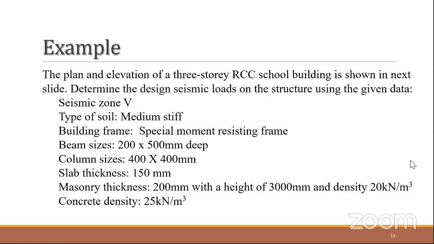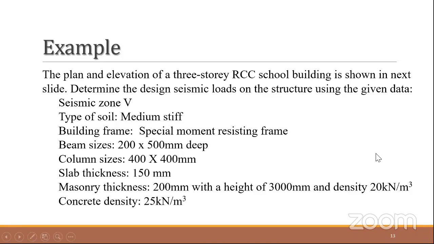We also have the building's frame here. We are adopting the special moment resisting frame. The beam sizes have been given as 500 millimeters deep. The column sizes are 400 by 400 millimeters. Slab thickness is assumed to be 150 millimeters. We're using masonry 200 millimeters wide with a height of 3 meters, and the density we are assuming to be 20 kilonewton per cubic meter. And also for the concrete density, we assumed 25 kilonewton per cubic meter.